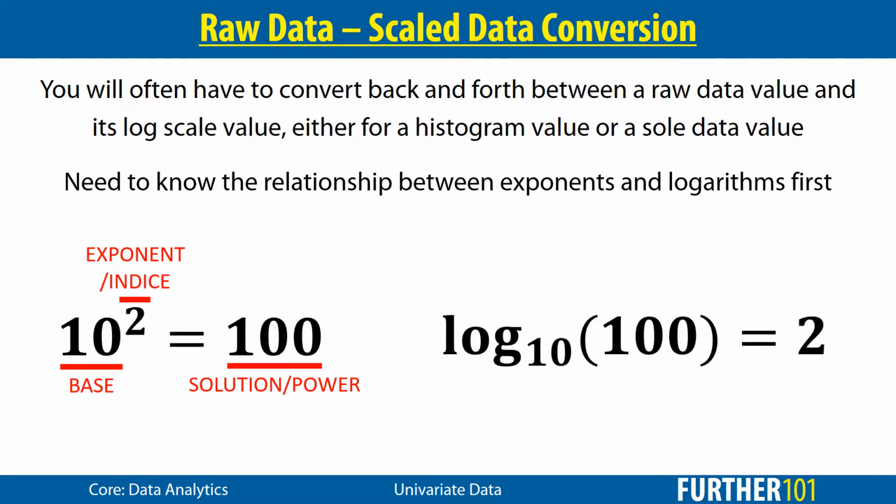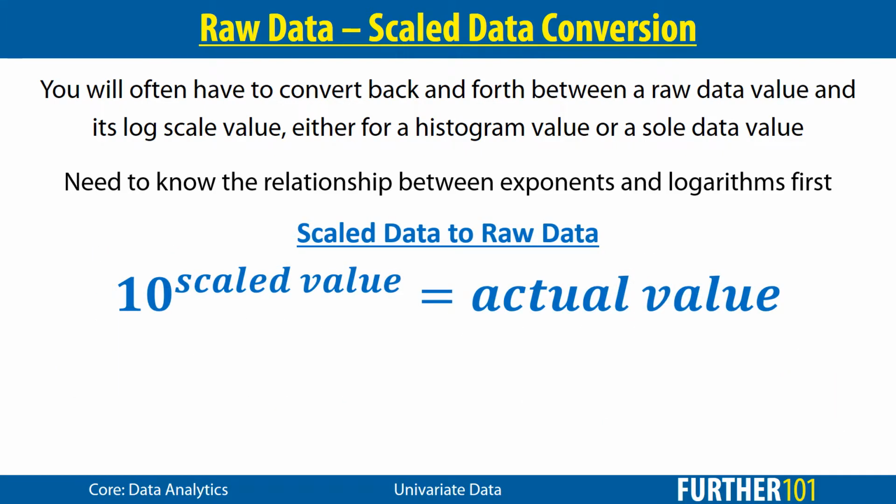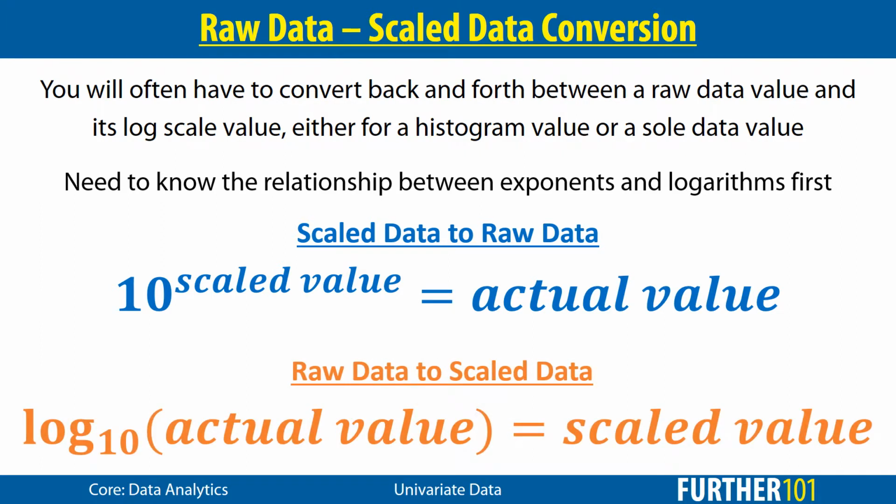If we were to write a logarithm, we put the exponent base number as a subscript after the g in log. Inside the bracket is the solution to the previous exponent. It is also the place where our unscaled data value typically goes. Notice that the solution to a logarithm is the power to an exponent. Hence, there is a link between the two. In fact, we can use the exponent equation to convert from a scaled value back to an unscaled value, whilst we can use the logarithm equation to convert from an unscaled data value to a scaled data value. Let's look at those in more detail.